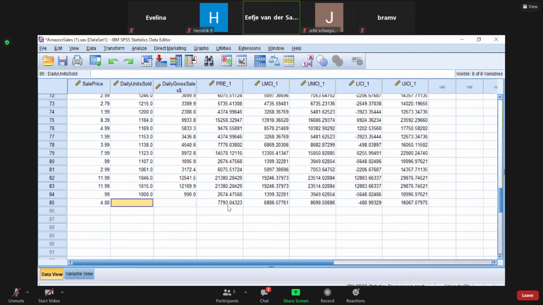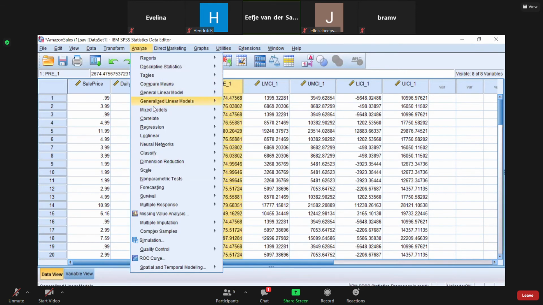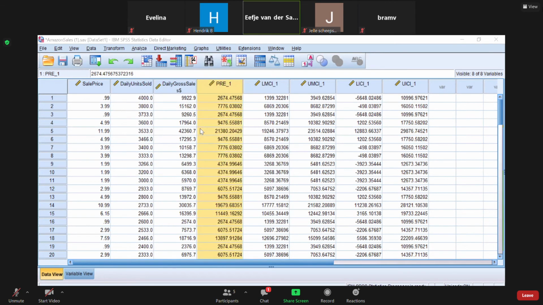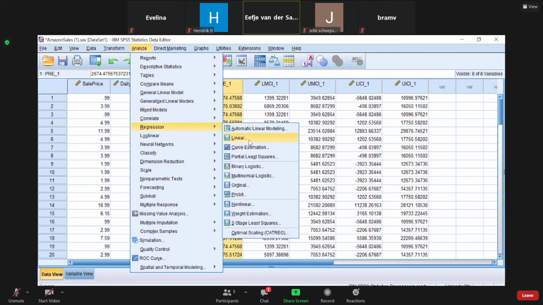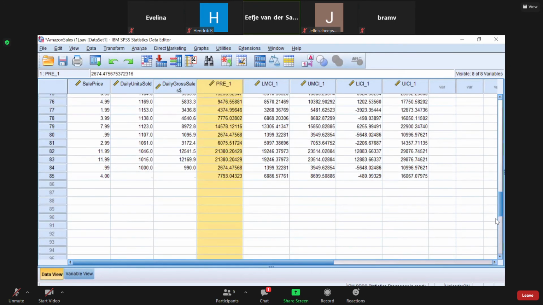So I predict that for a sale price of $4, I think, yes, my daily, what was it? It was a prediction interval for our daily gross sales. Okay, so you predict that at the value of 4 sale price, our daily gross sales will be 7,793.043. Okay, so that is our prediction. But this prediction must be between an interval.